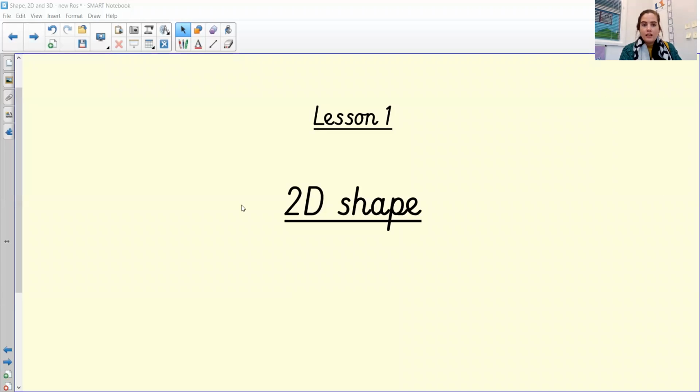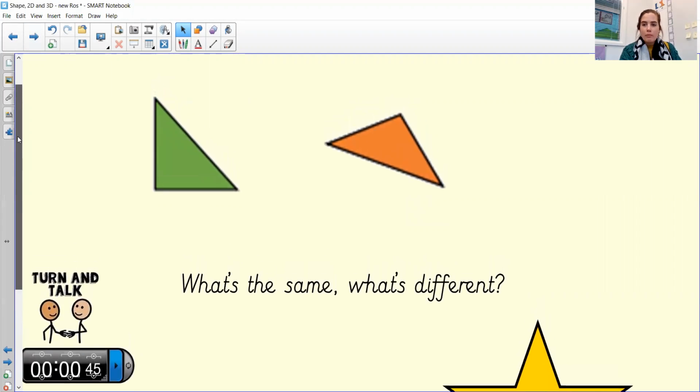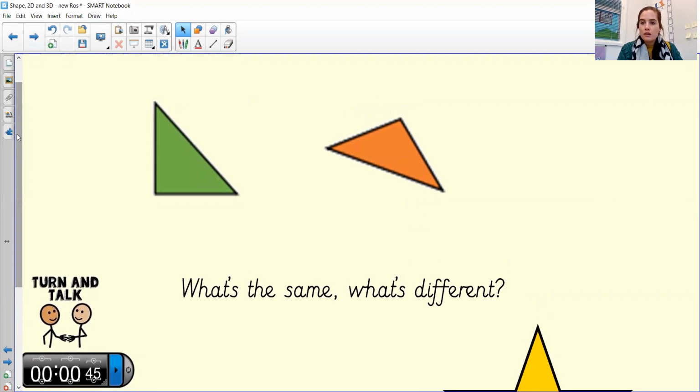So let's see if I can share my screen with you, because I've put together a Smart Notebook. Can we all see that? Hurrah. Lesson 1, 2D shape. We'll come back to that in a minute. But first of all, let's get our brains warmed up. And this is what we would do in class for a really good maths mastery lesson.